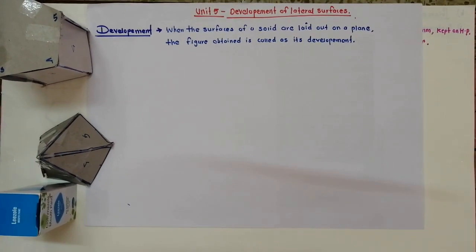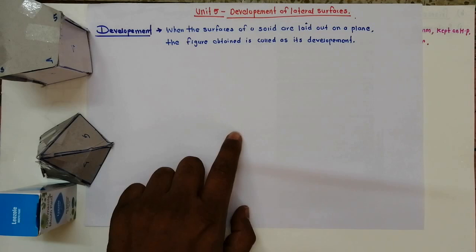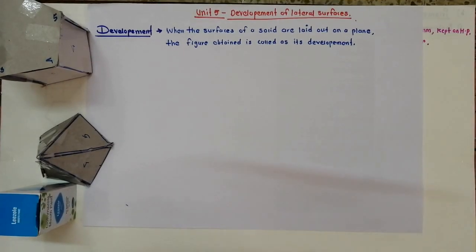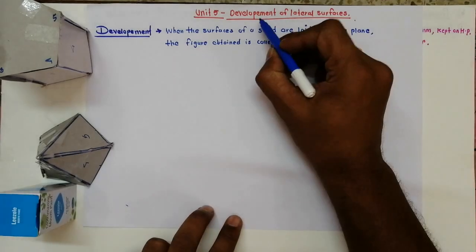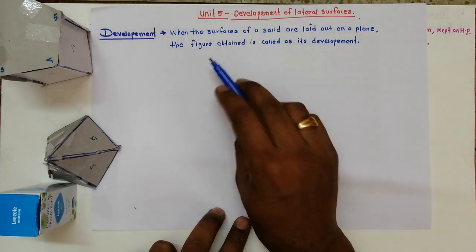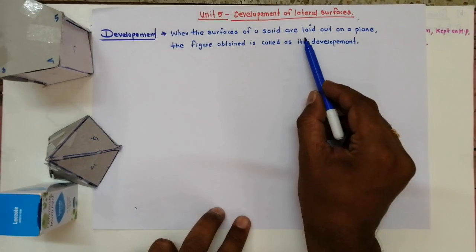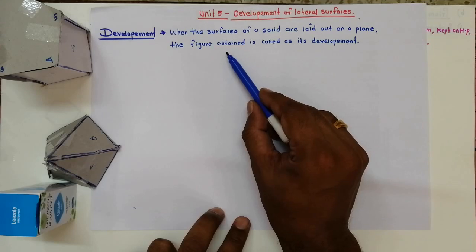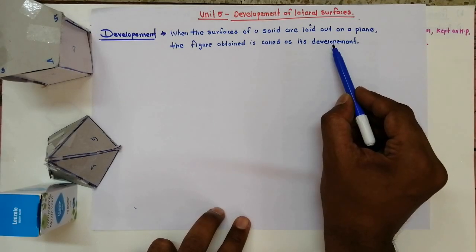In today's video lecture, we are going to start with unit number 5, Development of Lateral Surfaces. First we understand the meaning of these two words, development and lateral surfaces. Development means: when the surfaces of a solid are laid out on a plane, the figure which is obtained is called its development.